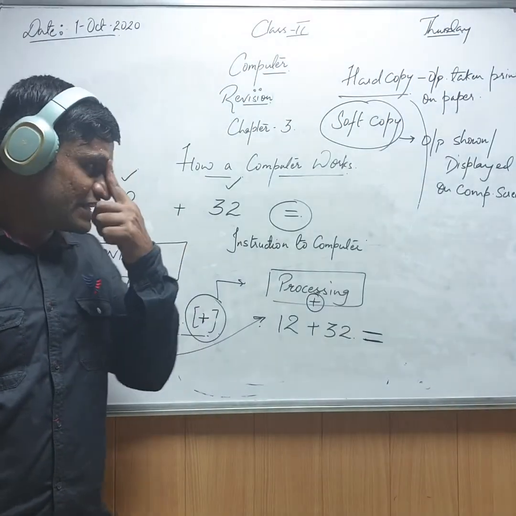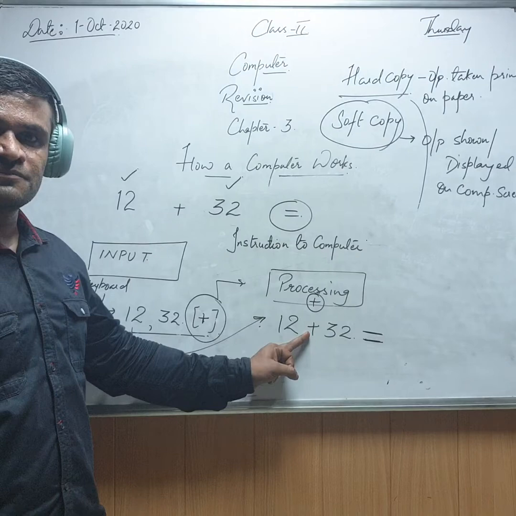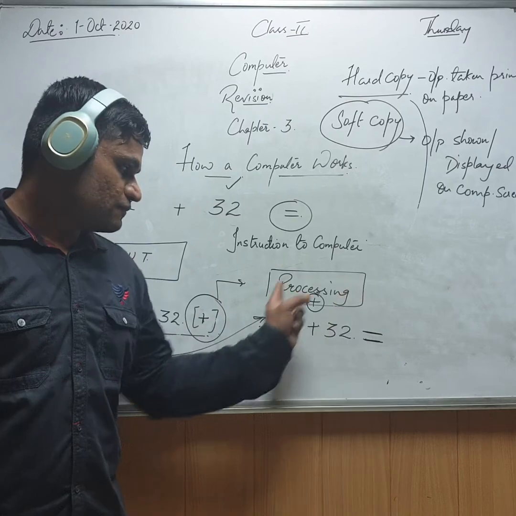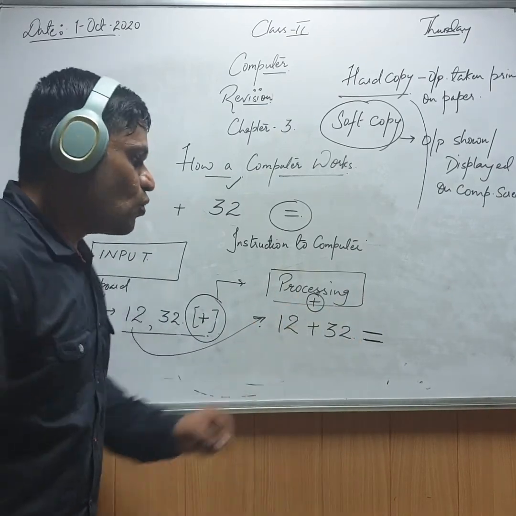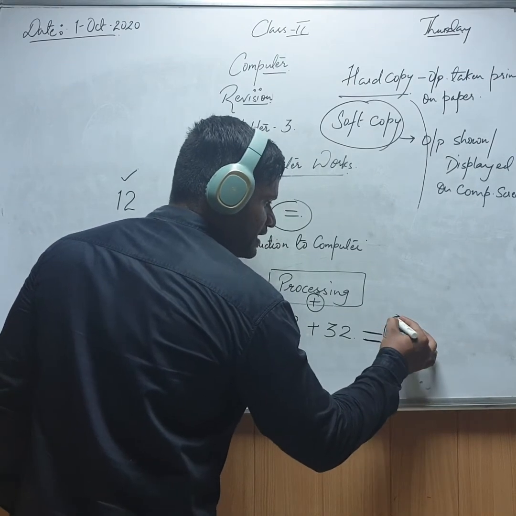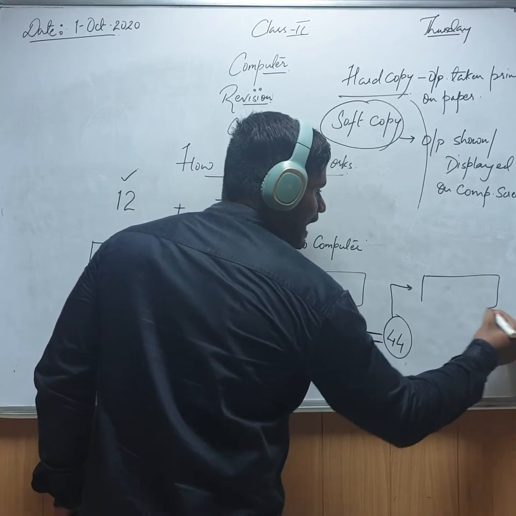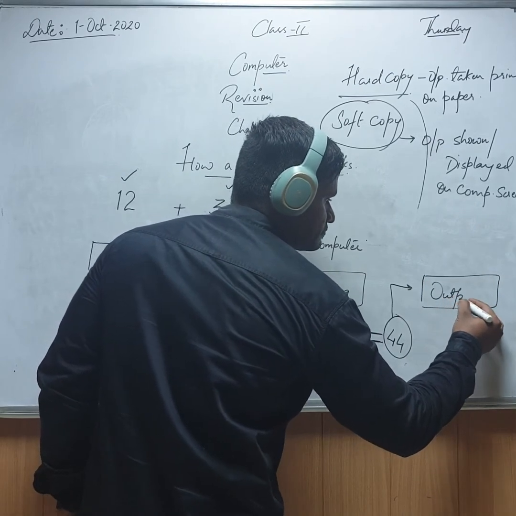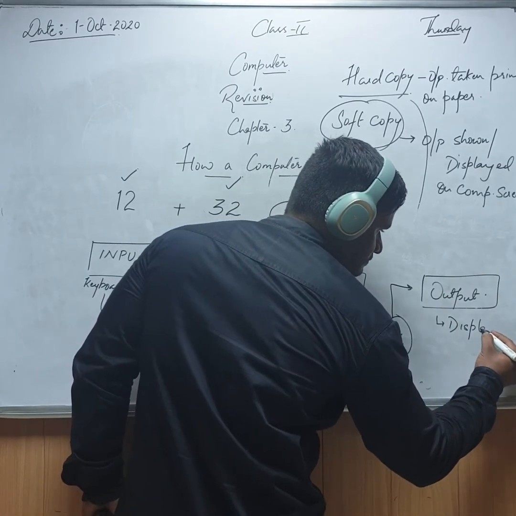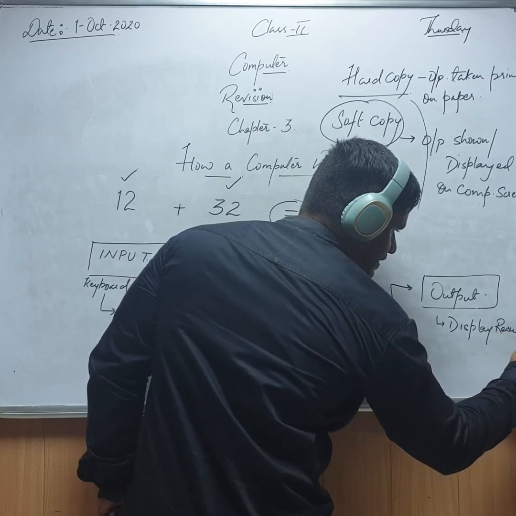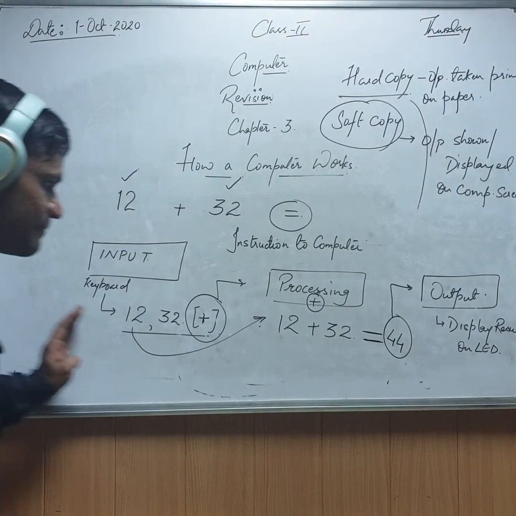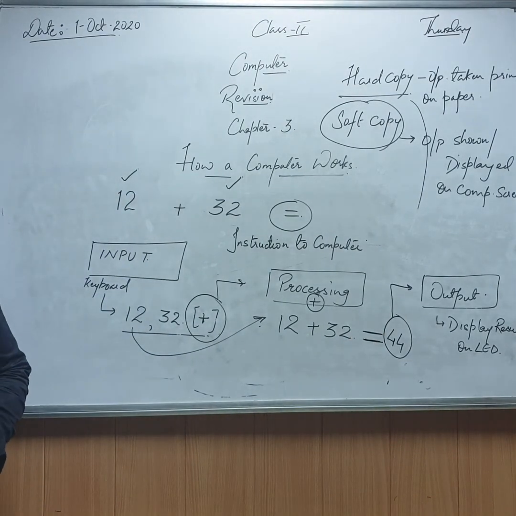So we have given two instructions. One is to add them, and the second instruction is to give the sum after addition. So whatever will be the result, that result will be passed to the output section. And this output section will display the result on its LED screen. So this is the method, or this is the cycle which the computer follows.